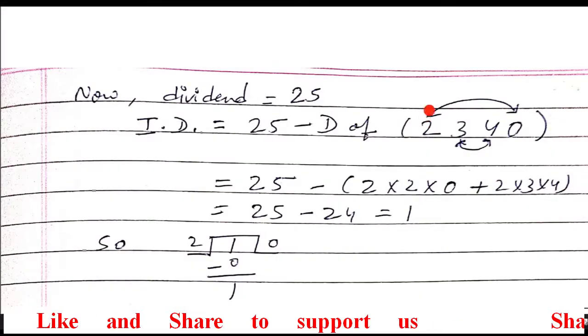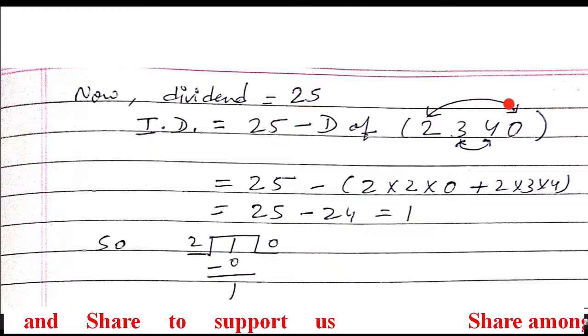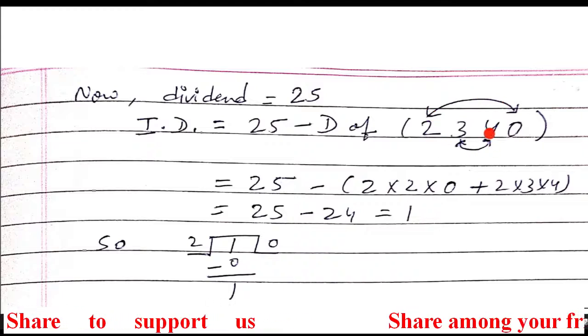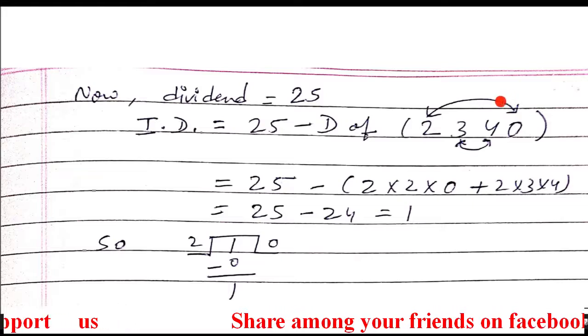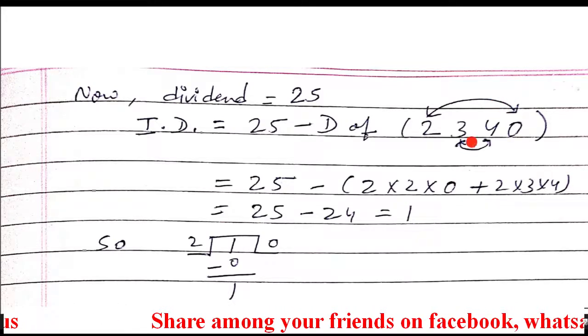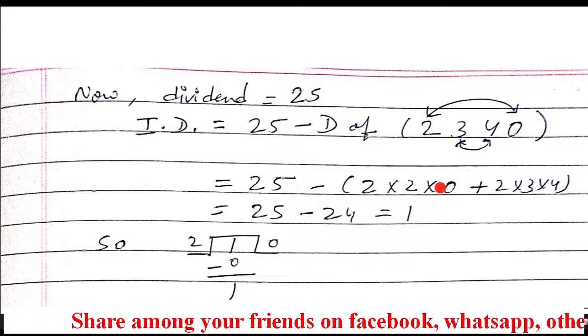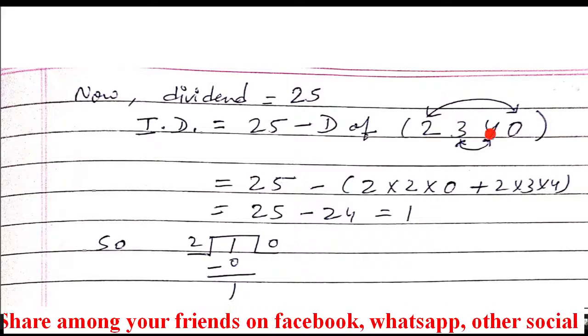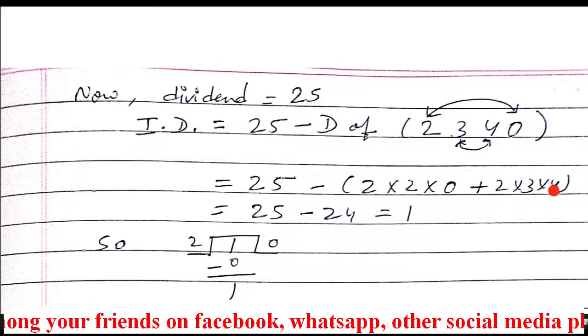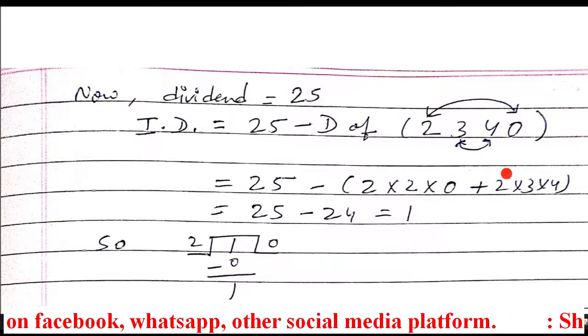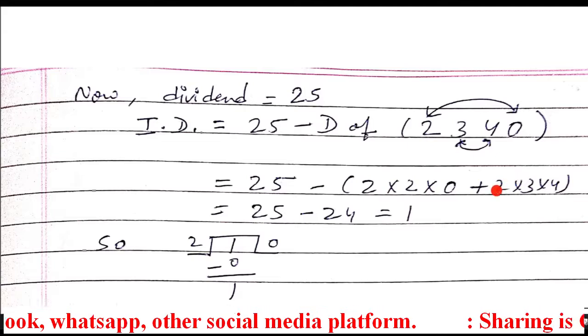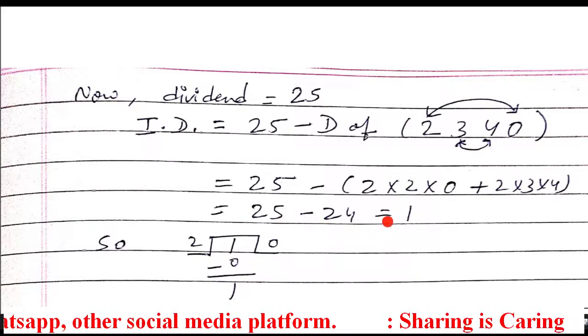Now make the pair from extremes. 2 and 0 are in one pair and 3 and 4 are in another pair. So the digits which are in pair, with extra 2 you have to multiply to find out the Dvandva. So 2 multiplied by 2 into 0, and 3 and 4 are in pair. So 2 into 3 into 4. So when we multiply and add them, you will get 24. So this is 0 and 3 4s are 12, 12 2s are 24. 25 minus 24 is 1.